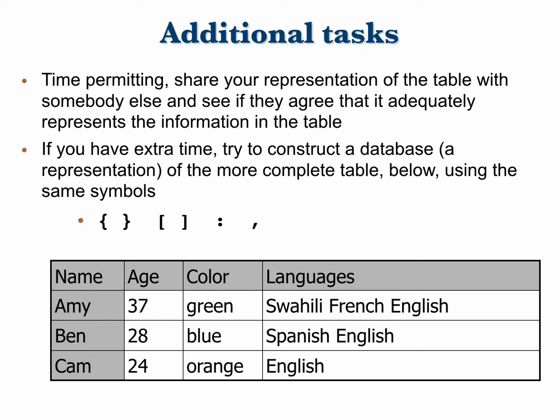If you still find that you got through this rather quickly, try additionally to construct a database for the full table at the bottom of this slide with age and color included. For this version, you're going to need keys within keys. So the database key Amy is going to have 3 keys associated with it: age, color, and languages, and each of those keys is going to have a value or values associated with it. And again, please only use the 6 symbols, the curly brackets, the square brackets, the colon, and the comma in constructing a one-line representation of this entire table.